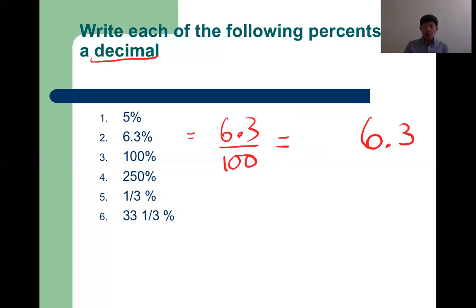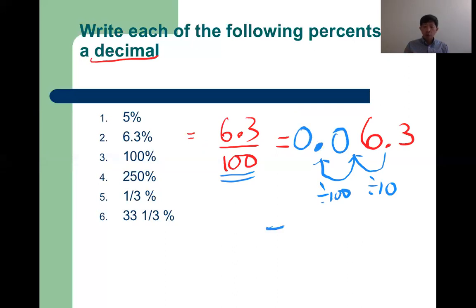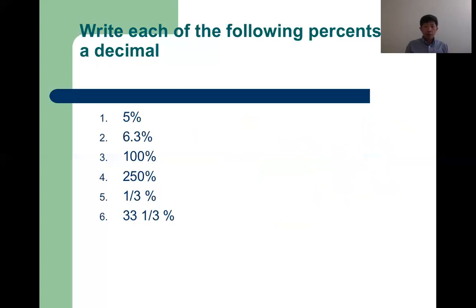Divided by 100, that means divided by 10 right here, decimal point right here. Divided by 100, decimal point right there. We changed the decimal point right here. So the answer is 0.063, right? Does that make sense to you? All right, good.